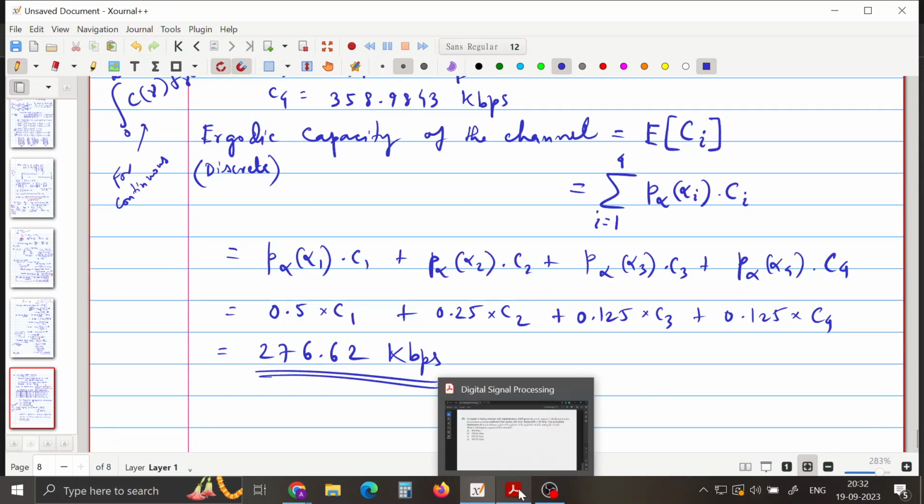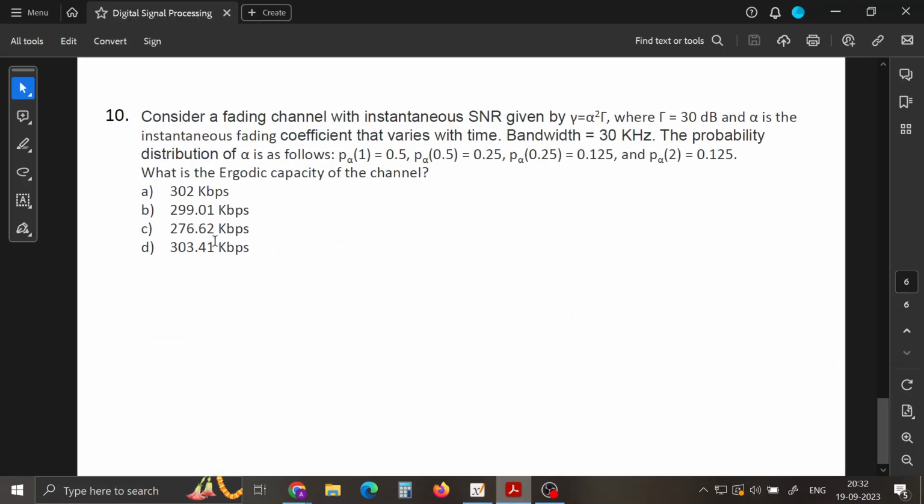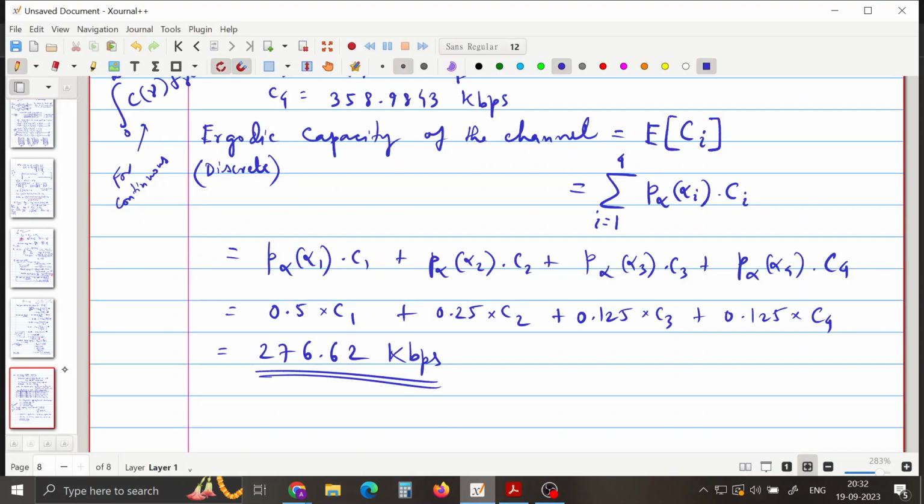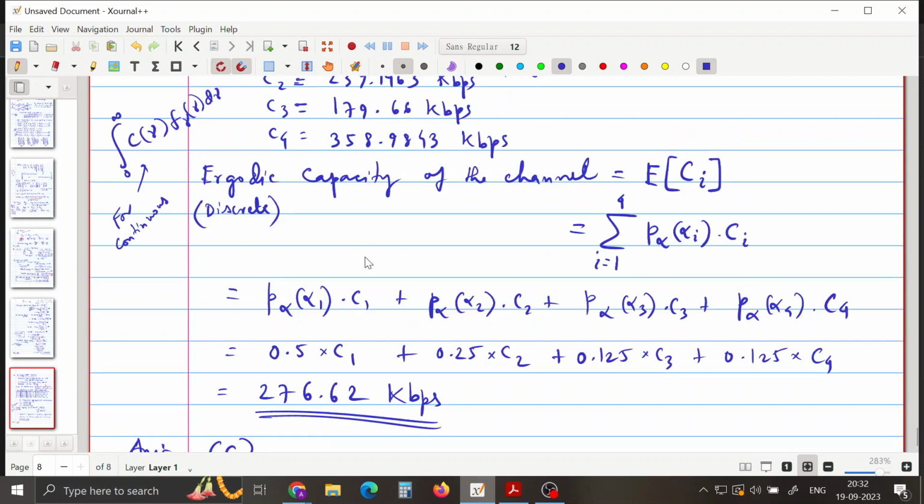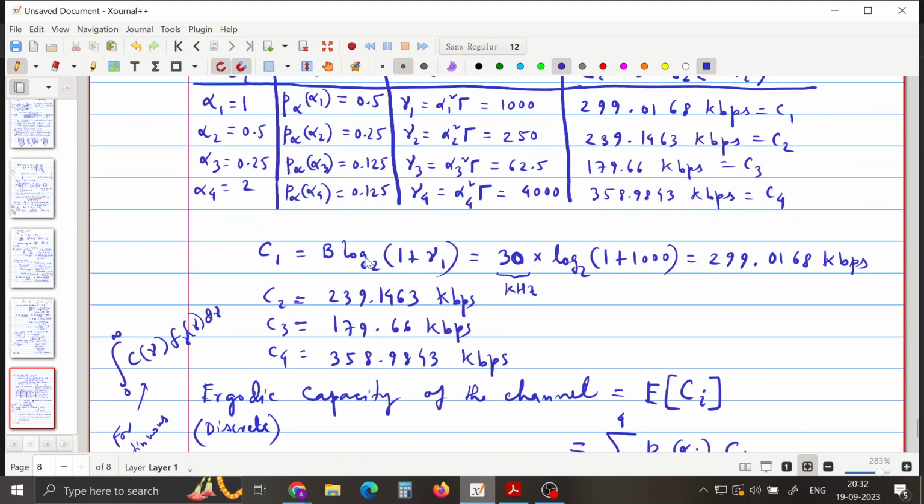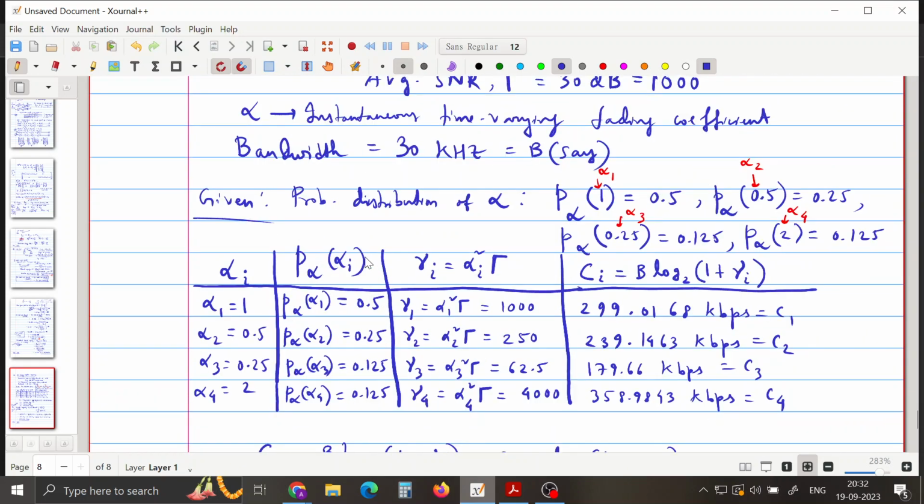So if you go to your options, it is option C, 276.62 kbps. Option C is the answer. So this is how you calculate the ergodic capacity when you have a fading channel where the fading coefficients are time varying.